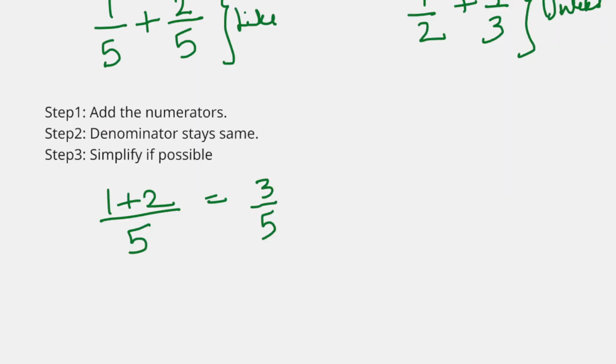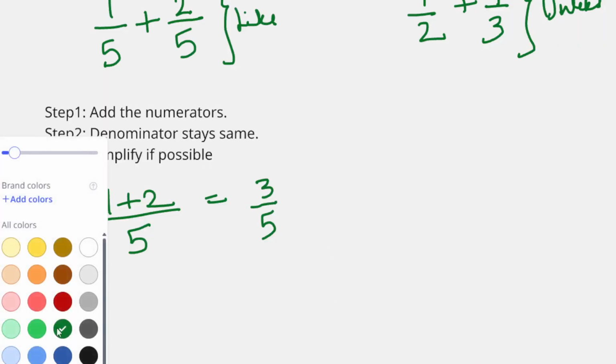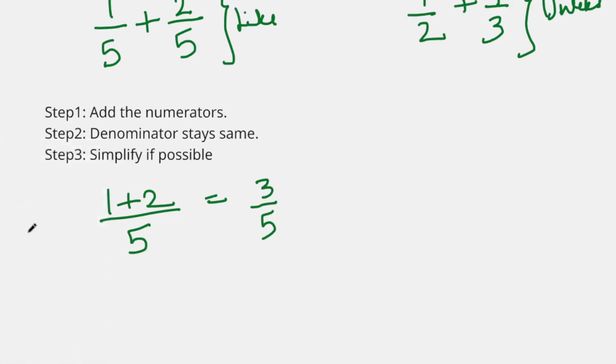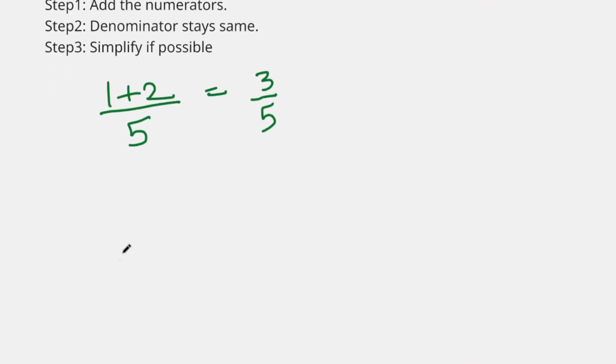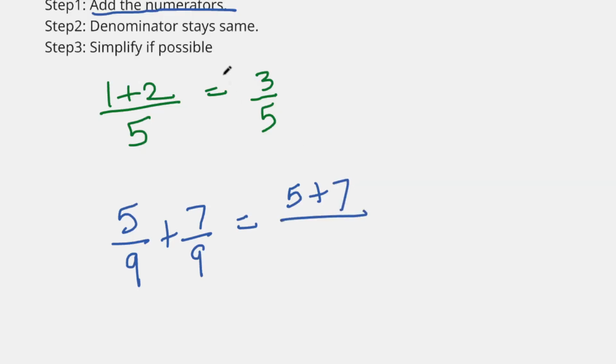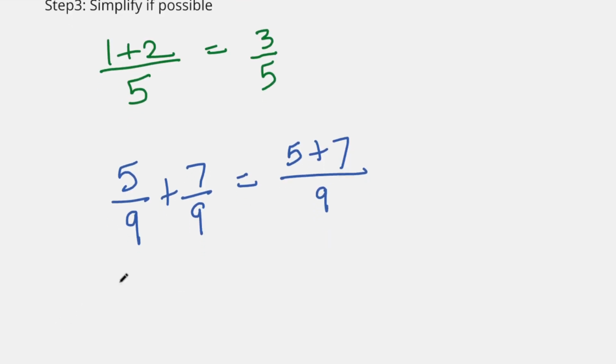Now let me show you another example where we have simplification. So we can take 5 by 9 plus 7 by 9. Now follow the steps. Add the numerators, 5 plus 7. Denominator stays the same. And it gives us 12 by 9.